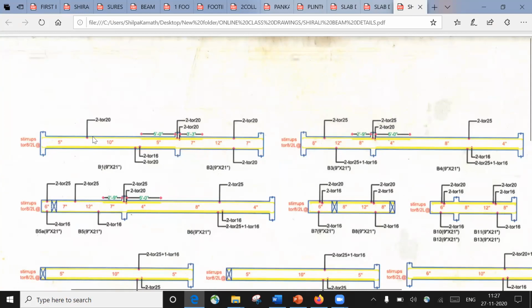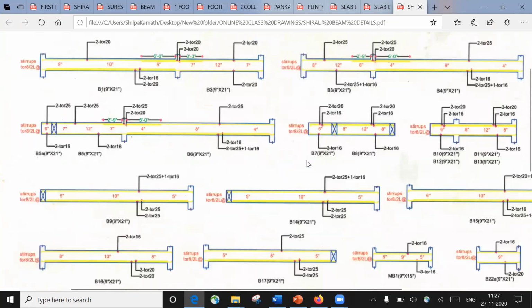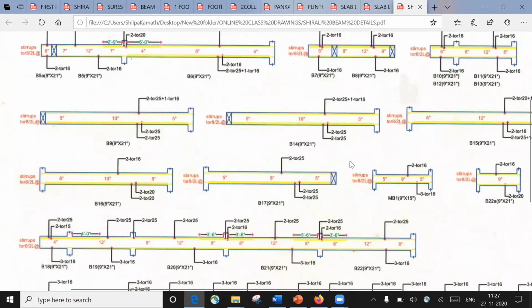That is, you have to provide 2 bars of 20 diameter at the top near the support, and in the next layer you have to provide 2 bars of 20 diameter, again 2 bars of 20 diameter. The stirrups have to be spaced at 5 inches near the support and 10 inches at the center. So these are the reinforcement details that you get for the beam. Looking at these reinforcement details, we are going to do the reinforcement arrangement for the floor beams.